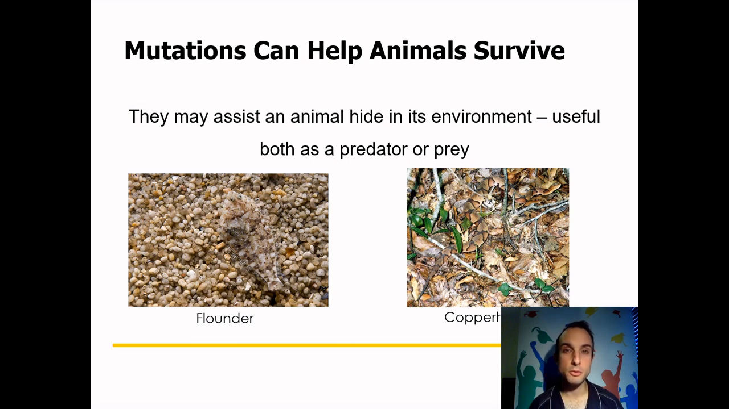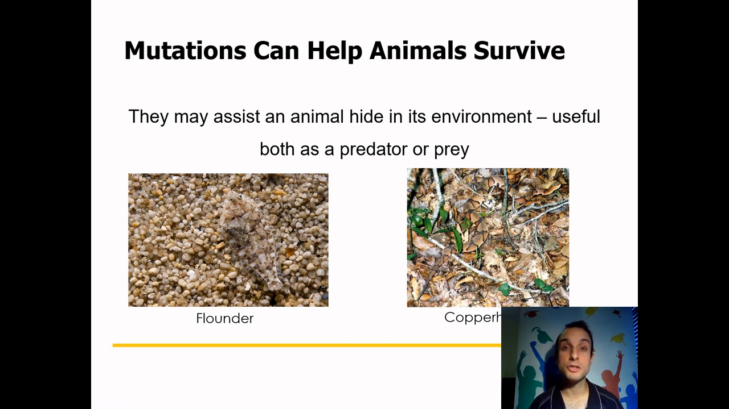It could be safer or better for them if they're a prey species. That means that they are a species that is being hunted, because if they're able to camouflage or blend into their environment, they're harder to see for another species. That means they're less likely to be hunted and eaten.